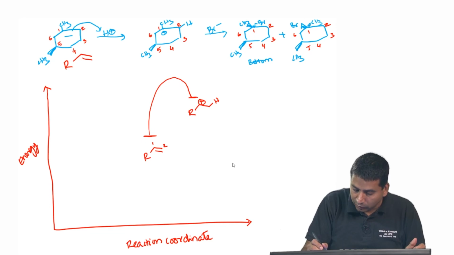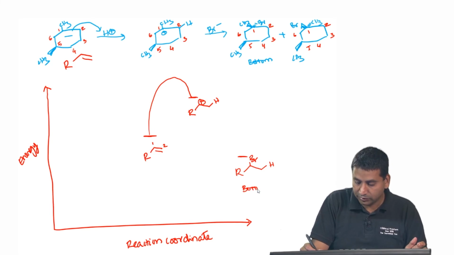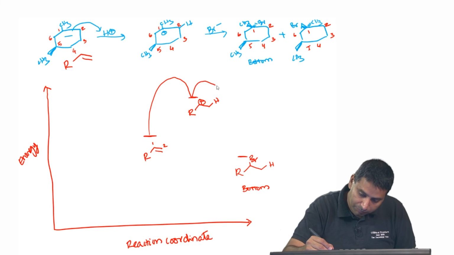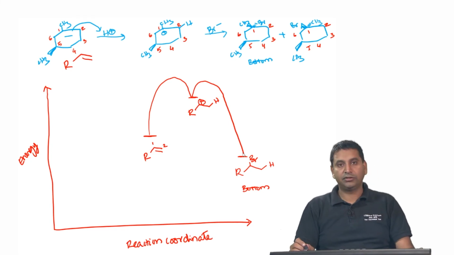And so, I am going to assume that this is an exothermic reaction. So, I will get RBr as the product, and let us say this is the bottom face, and this is going to go up and go down. All right. So, this is the attack by Br minus, right.